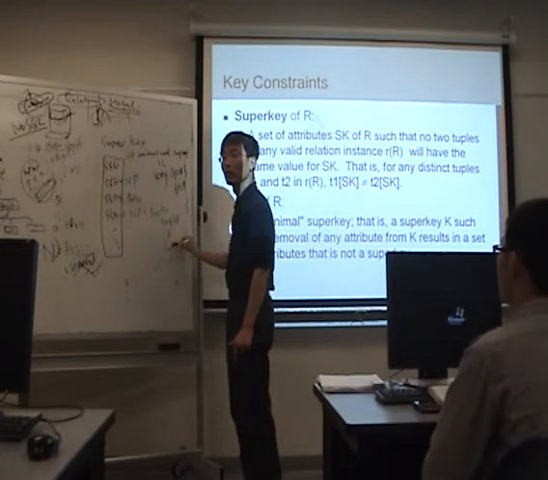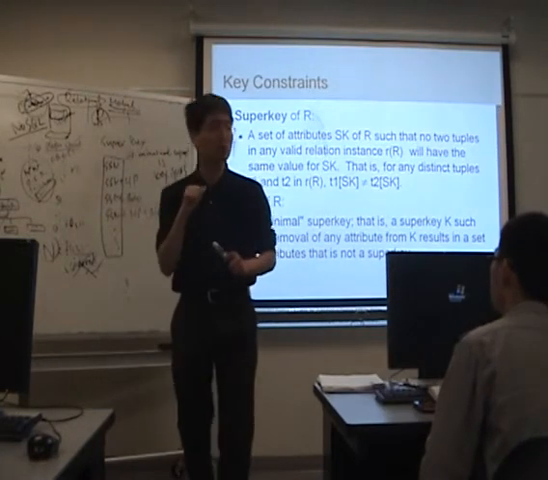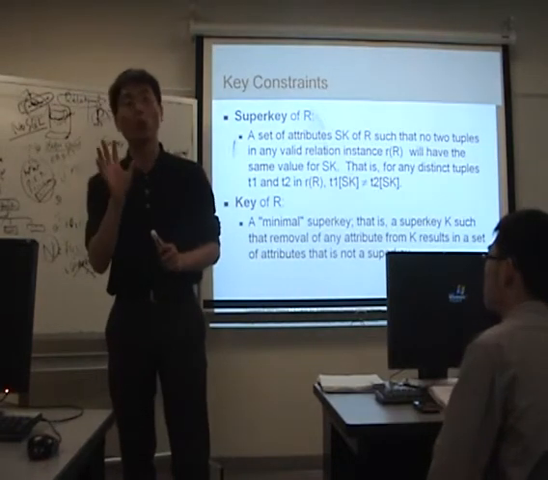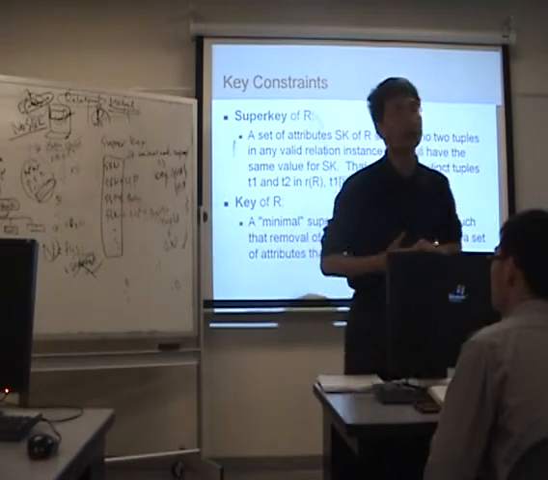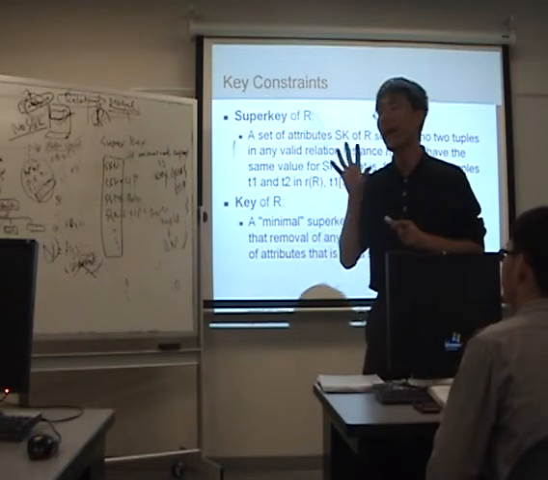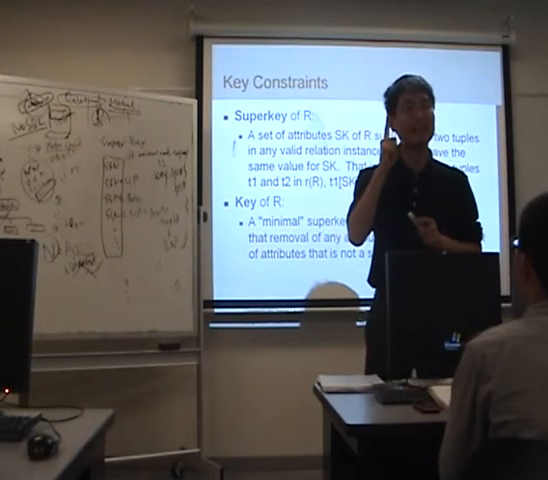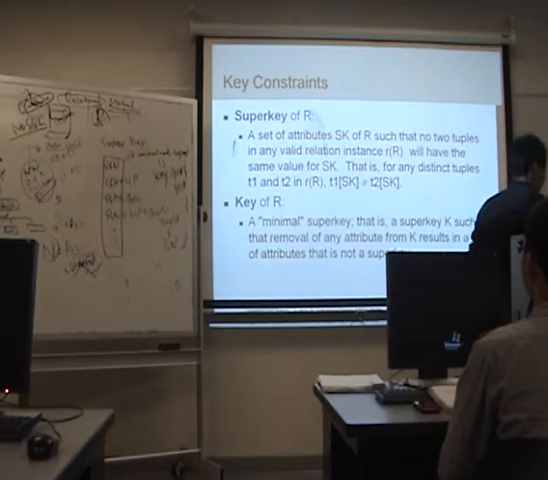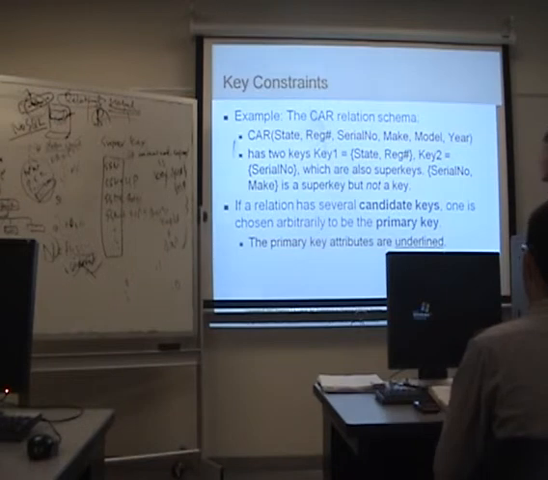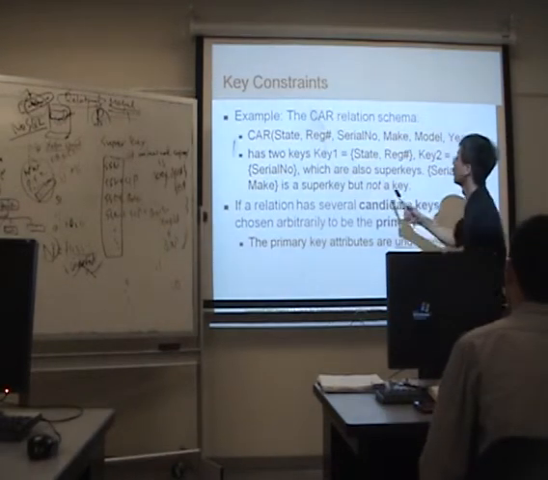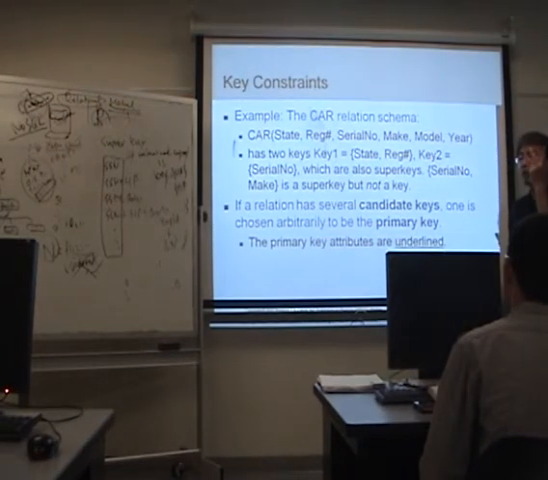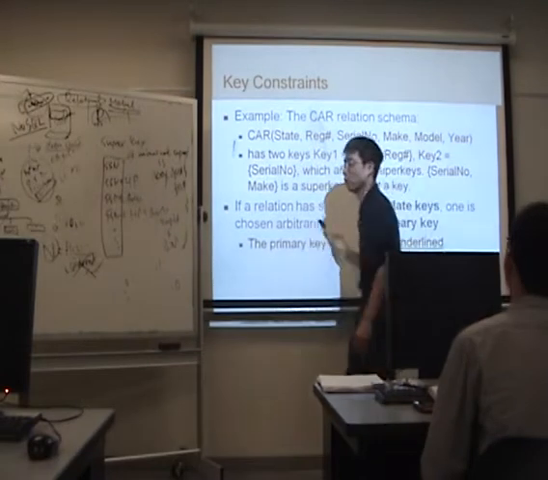Social security number. So sometimes you can have one, sometimes two, sometimes three kids in your relation. So at least one. So the first key constraint is each relation should have at least one key. Okay? So that is the key of R. And for example, a car has a serial number. Also, you can have a registration number. It has two keys.